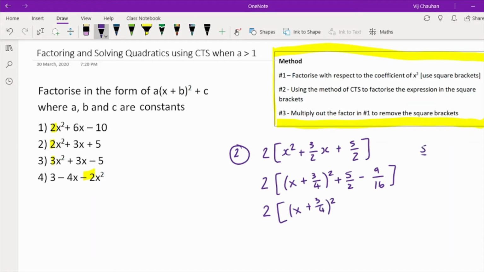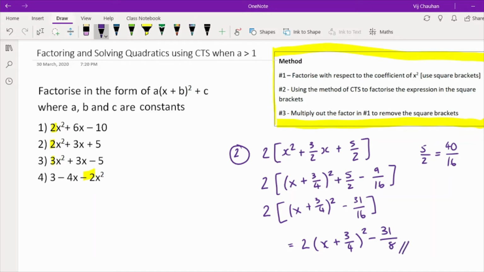Now 5 over 2, what we want to do is write that so that it's got a denominator of 16. So if I multiply both numerator and denominator by 8, I'm going to get 40. So here I've got 40 minus 9, which is going to give me minus 31 over 16. And then multiplying out the 2, we get a final answer of 2 times x plus 3 over 4 squared minus 31 over 8, and there is our final answer.